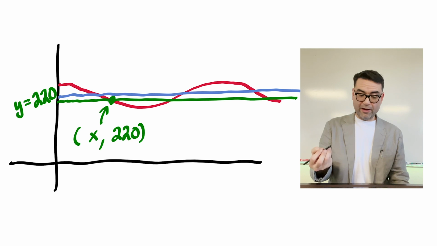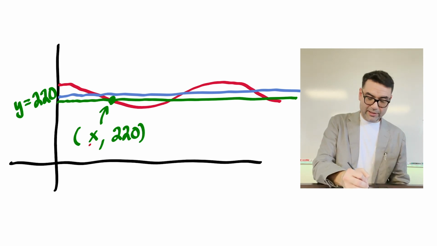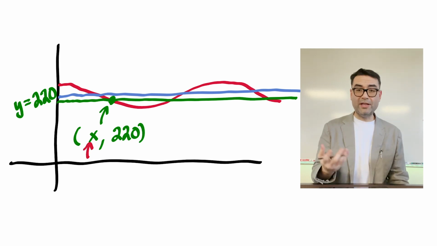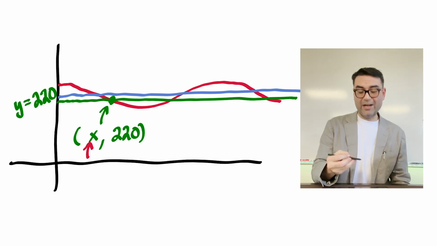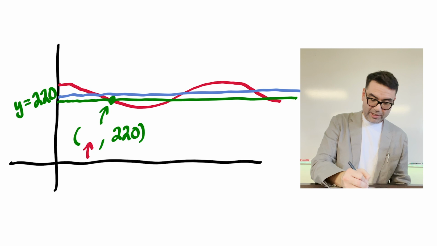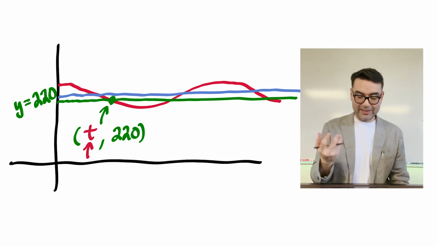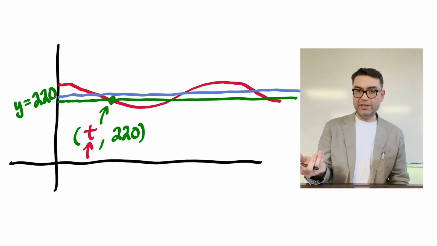Using Desmos or any other graphing tool, try to see if you can find the intersecting x value, or actually, since our model is using t, I guess I should technically call it t. This would be your t. However many days it takes to get to 220 would be the resulting answer you're looking for. So I'll leave that as an exercise for you.